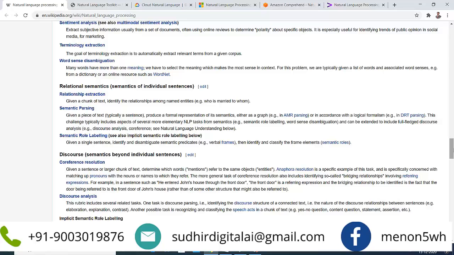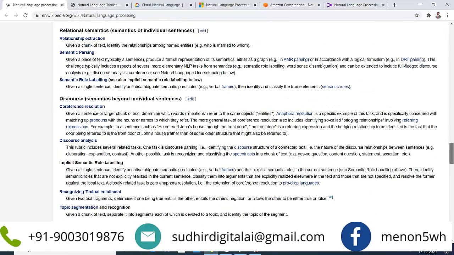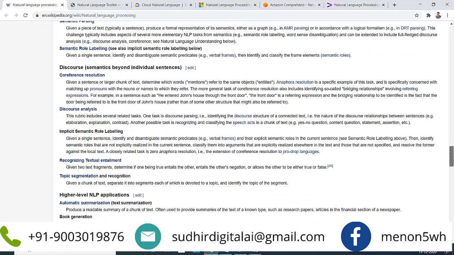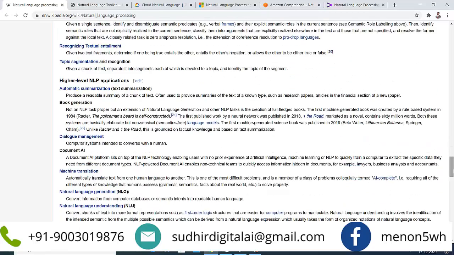Then you can also do something called discourse. Basically, an example could be coreference resolution. Given a sentence or a large chunk of data, determine which words refer to the same objects. You can also do anaphora resolution, a specific example of a task concerned with matching up pronouns with the nouns or names to which they refer. And you can do discourse analysis by doing implicit semantic role labeling, recognizing textual entailment, and also topic segmentation and recognition.